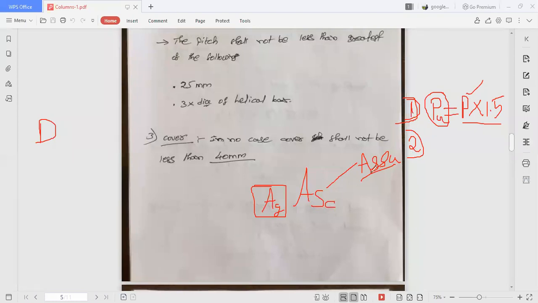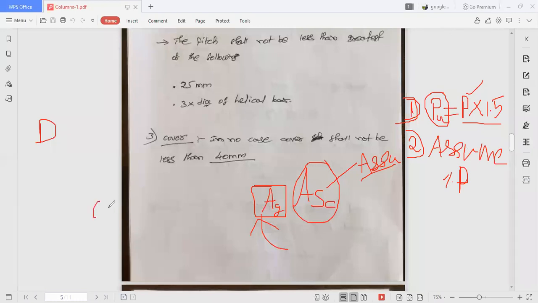Here in the column, what we are going to do is we will assume the percentage of steel, not dimensions. How much percentage of steel we have to provide, that we will assume in the starting stage. Based on that, you will get the dimensions of the column in the further calculation. Now the question is, how much percentage of steel should we assume? The second step is to assume the percentage of steel. On what basis do we have to assume this?